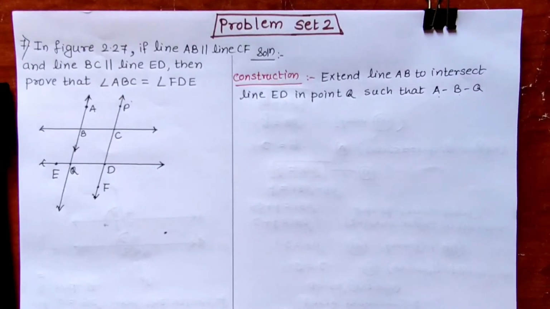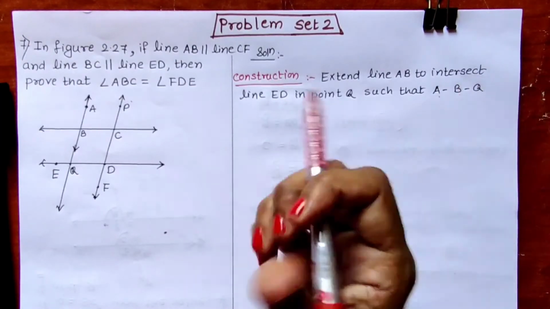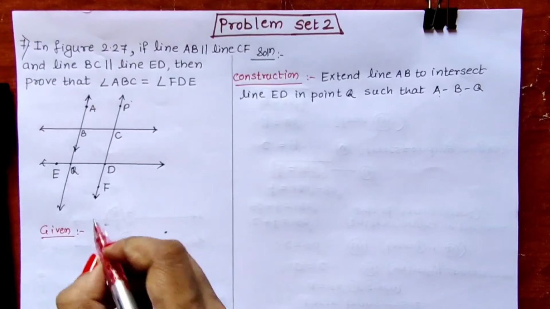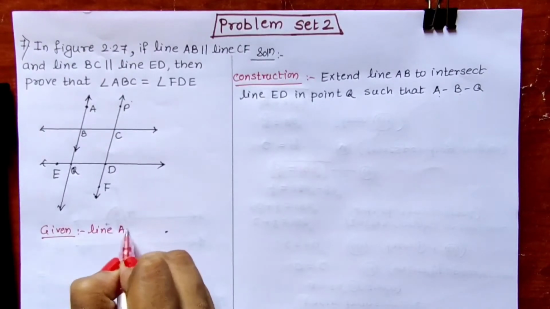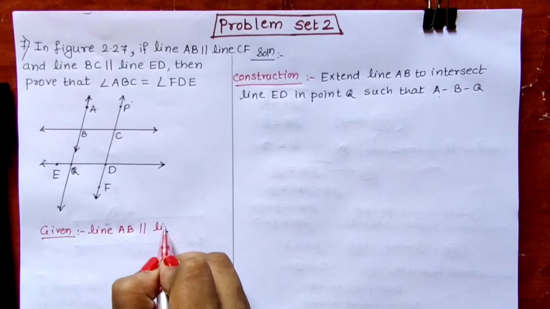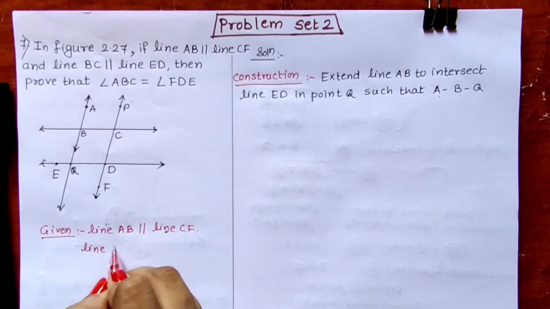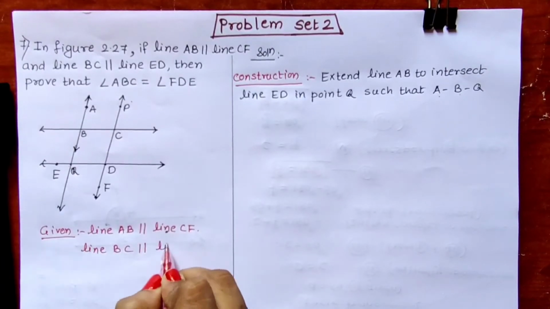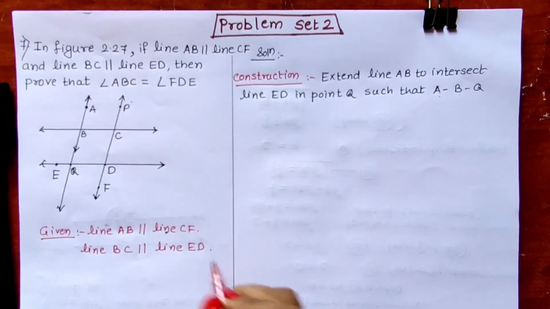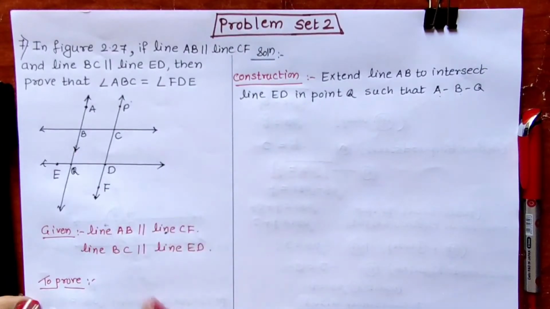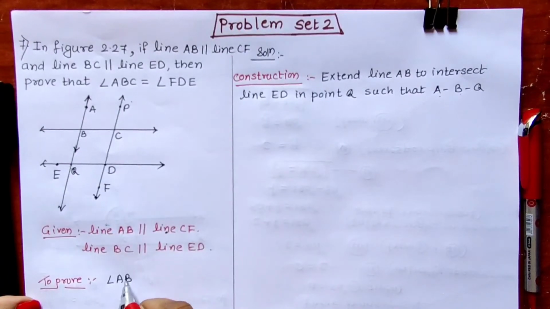Now let us start the proof. Okay. So first, given. We will have to write the given. Given is line AB parallel to line CF and line BC parallel to line ED. This given also we will have to write. And then to prove. What is to prove? We will have to prove that angle ABC and angle FDE are equal. Angle ABC is equal to angle FDE.